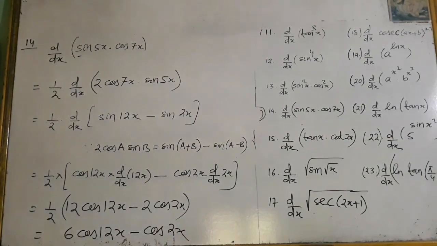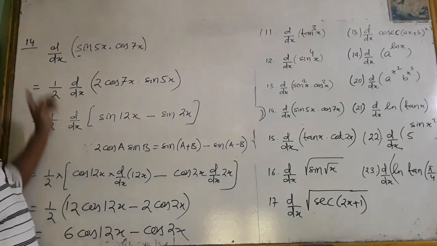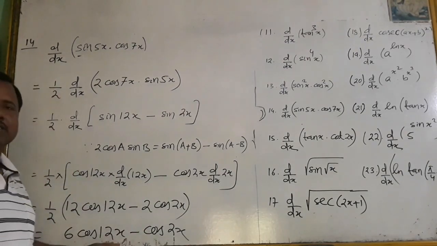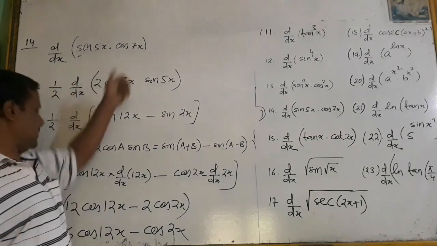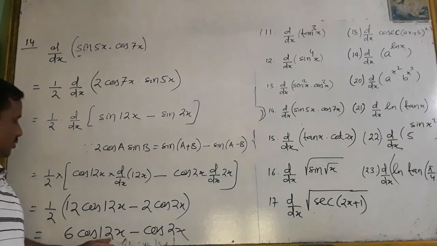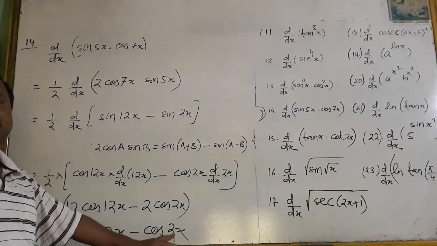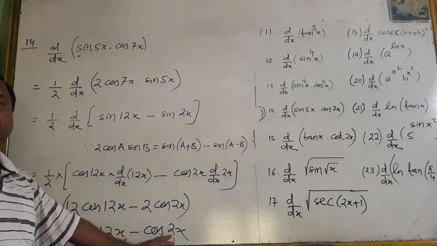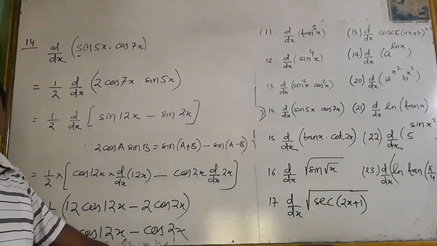Okay. Do not think the first answer and the second answer are different. The first answer has 7x and 5x, here it is 12x and 2x. If you apply 12x as 7x plus 5x with the formula cos A plus B, and 2x as 7x minus 5x with the formula cos A minus B, then you will get that point. But it is not required in the examination hall.